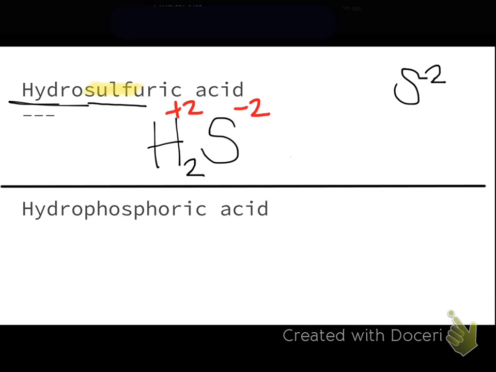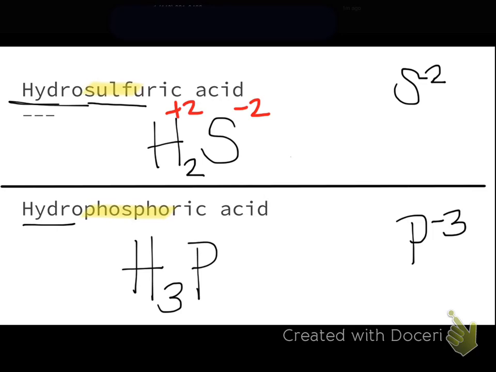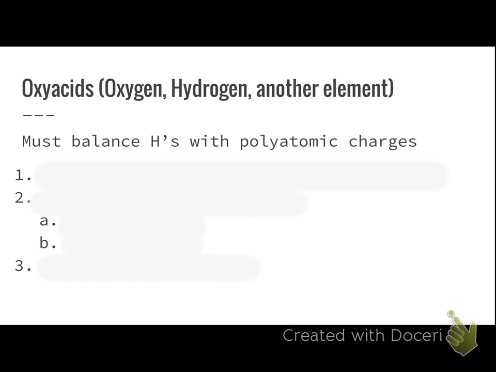Okay? So hydrophosphoric acid. I see hydro, I'm going to put an H down. Phosphoric, phosphor comes from phosphorus. If you remember, phosphorus is a -3 charge. So that means I need H3P. So just make sure that we are canceling our charges. So now we have +3, -3, which gives us an overall charge of being neutral. All right. So that's one type of our acids.